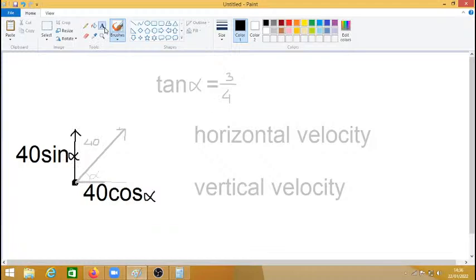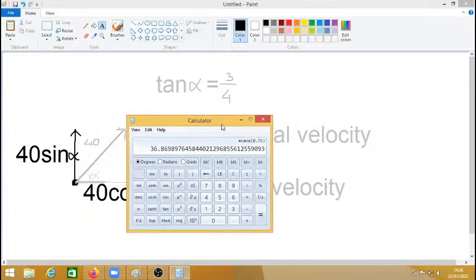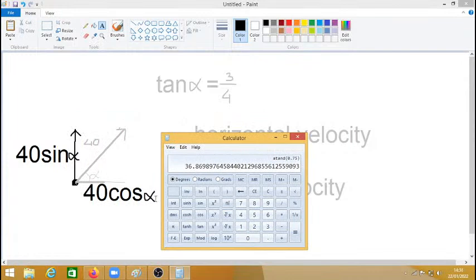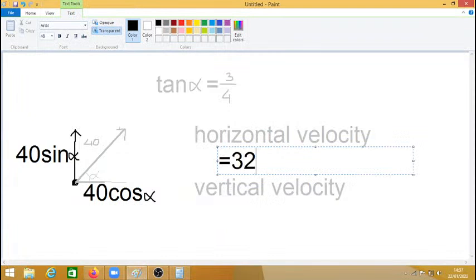So let's work those out as a number because alpha is known. The first thing we're going to do is grab a calculator and inverse tan 3/4. So 3 divided by 4, and then you can inverse tan that. That's your angle alpha. To get the horizontal component, we do cos of that, which gives you 0.8, and then times that by 40, which gives you 32. So we can say the horizontal velocity is equal to 32.